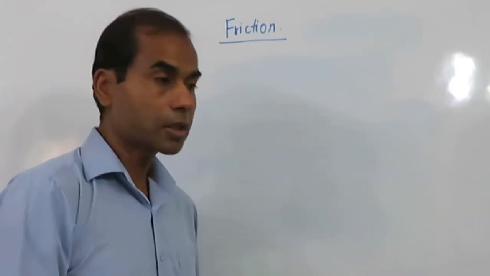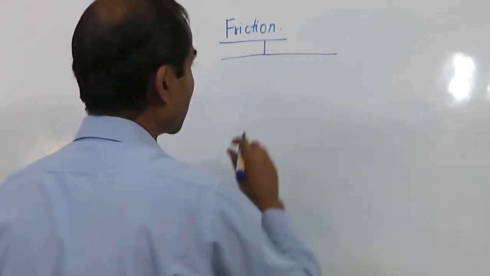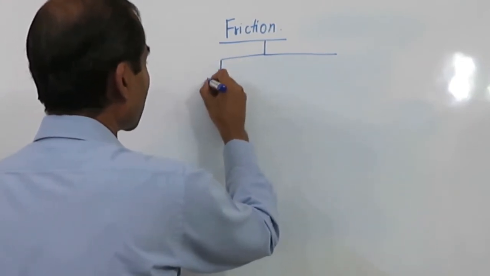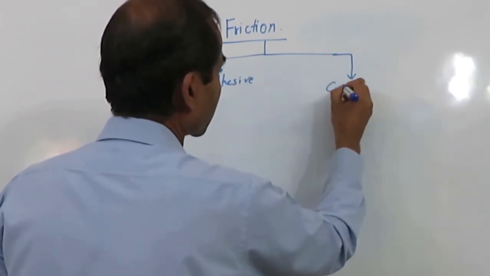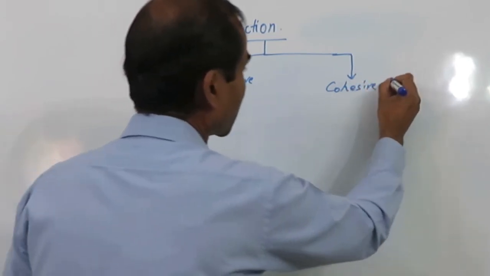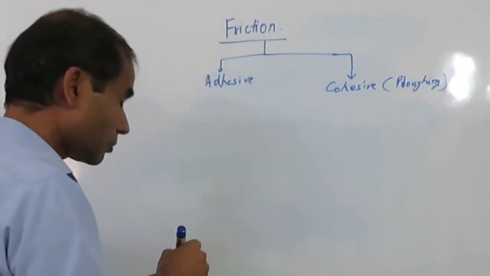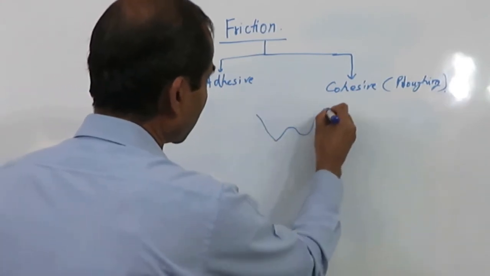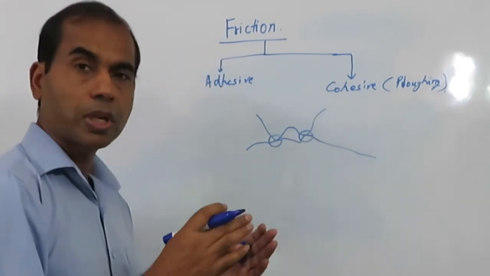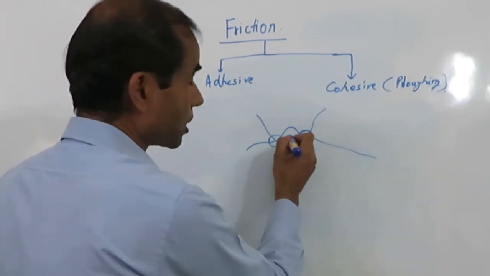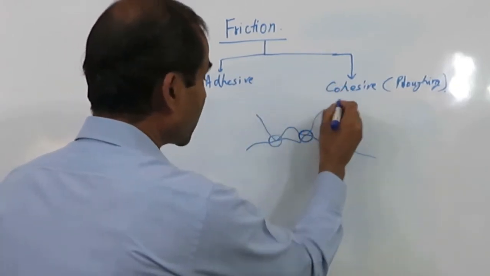Based on the concept of the contact between two surfaces, friction has been divided into two parts, and it is known as the two-term model. The first one we call adhesive friction, and the second one we call cohesive, also known as plowing. When two surfaces are in contact with each other, at these points there will be adhesion. That means two surfaces are so close to each other that they will attract each other, and that is known as adhesion. Because of this adhesion, there will be some frictional force.